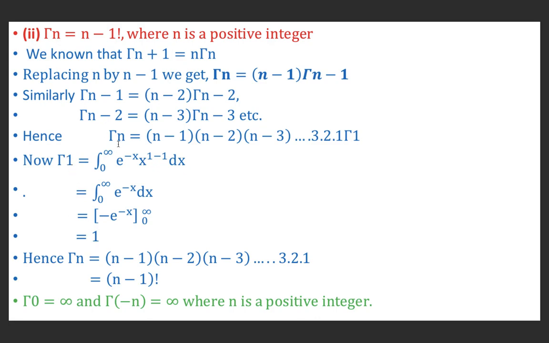It means gamma n is equal to n minus 1, n minus 2, n minus 3, ..., 3, 2, 1, because gamma 1 is 1. So, it is nothing but factorial n minus 1. This we have studied in high school classes. Also remember that gamma 0 is infinity and gamma minus n is equal to infinity where n is a positive integer.